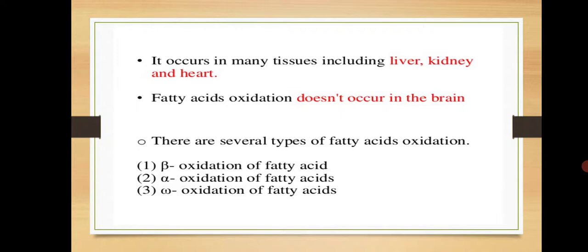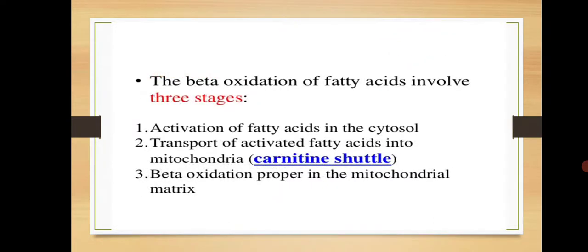There are different types of fatty acid oxidation: beta oxidation of fatty acid, which takes place in the mitochondria; alpha oxidation of fatty acid, which takes place in the endoplasmic reticulum or peroxisomes; and then omega oxidation of fatty acids. If we look at the stages or steps of fatty acid oxidation, mainly three stages are involved.